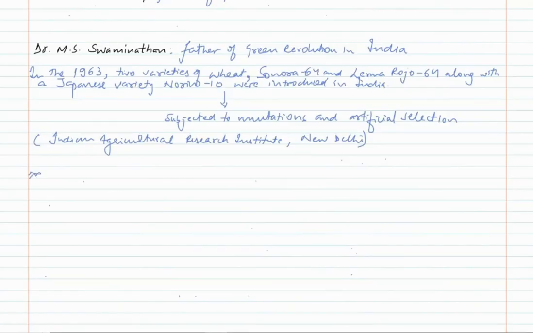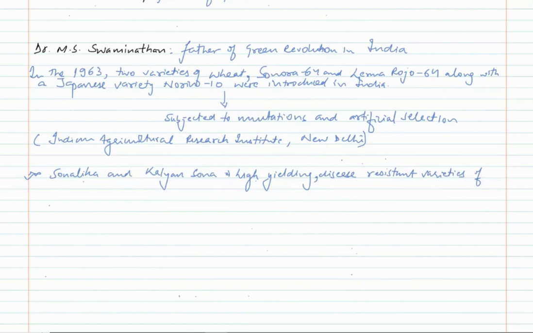Again, there were other varieties, namely Sonalika and Kalyan Sona. These were very high yielding, disease resistant varieties of wheat. They were also introduced in the wheat growing belt of India and they provided very good results. These varieties, Sonalika and Kalyan Sona, were essentially derived from the varieties mentioned above, that is Sonora 64, Lerma Rojo, and Norin 10. During the period of 1960 to 2000, wheat production increased from 11 million tons to 75 million tons.